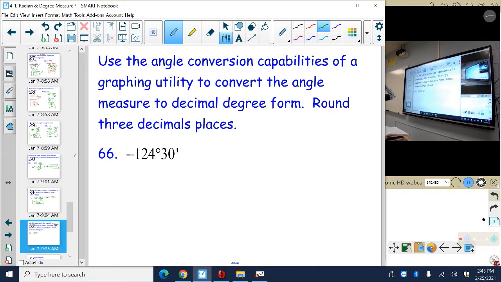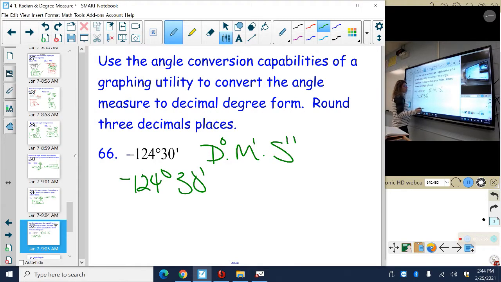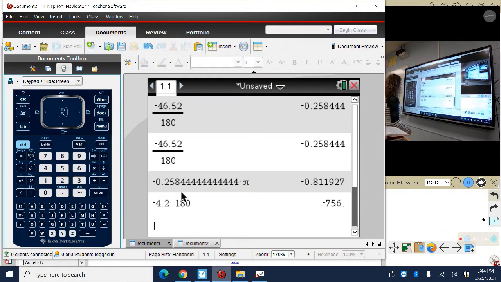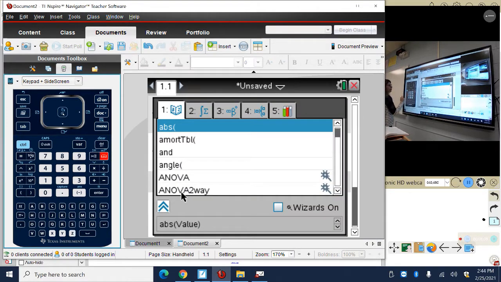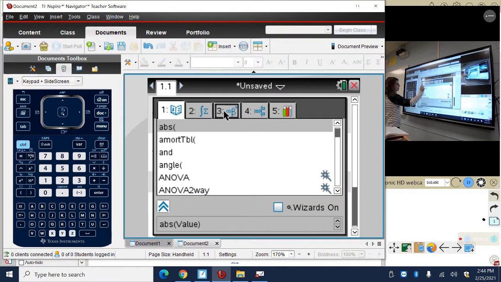66, use the angle conversion capabilities of a graph utility to convert the angle measure to degrees, decimal degrees form, round 3 decimal places. This is degrees, minutes, and seconds. Degrees, minutes, seconds. Okay? So I'm at negative 124 degrees and 30 minutes. And I want to go ahead and transfer that into decimal degrees. So what you're going to do is you're going to come over here to your calculator, and I'm going to grab my book, and I'm going to come over here to my angles.